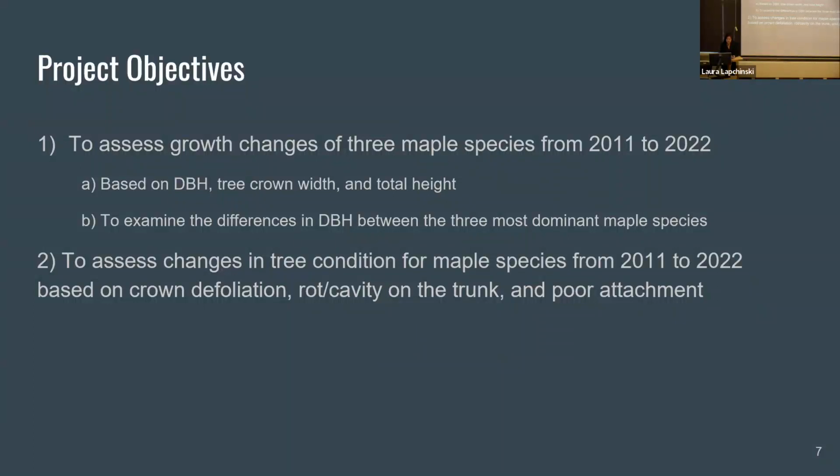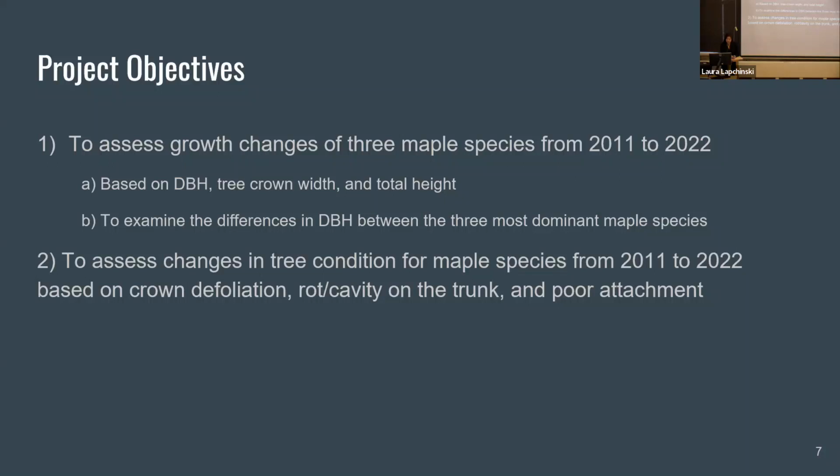The overall objective of this study is to investigate the growth rates of 3 maple species and examine their health condition changes from 2011 to 2022. The first objective is to assess growth changes of maple species from 2011 to 2022. The first part is based on DBH, tree crown width, and the total height. The second part is to examine the differences in DBH between the three most dominant maple species.